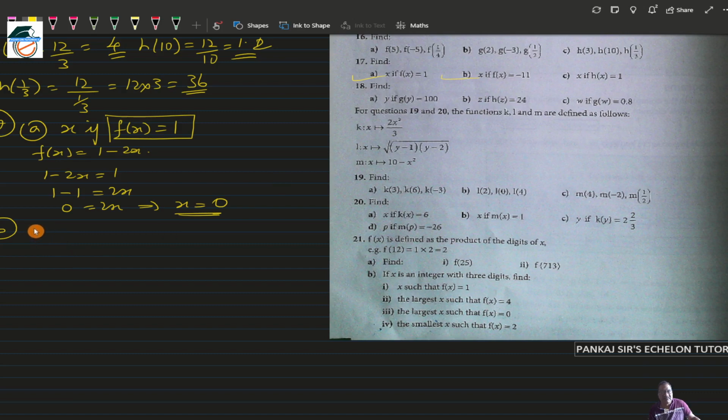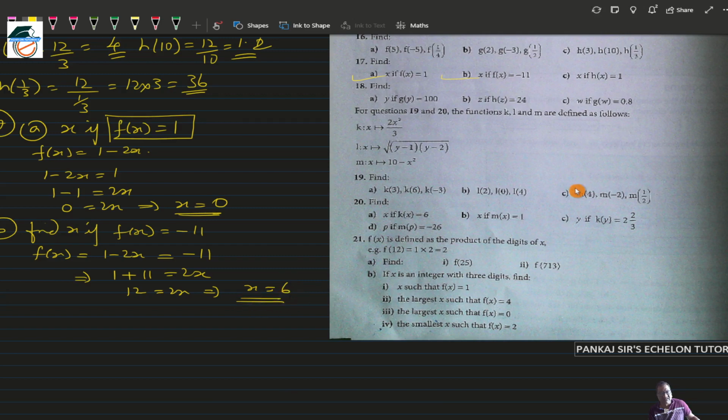find x if f of x is equal to minus 11. So again, we know that f of x is equal to 1 minus 2x, and this we will equate to minus 11. Now from here let us find out x. So this implies 1 plus 11 equal to 2x. This is 12 equal to 2x. This means x is equal to 6. So that's the answer for this B part.